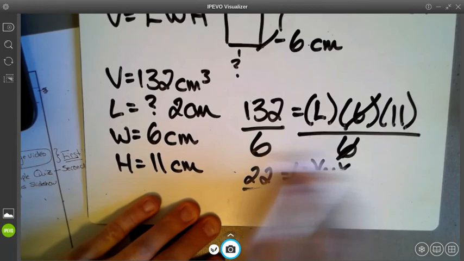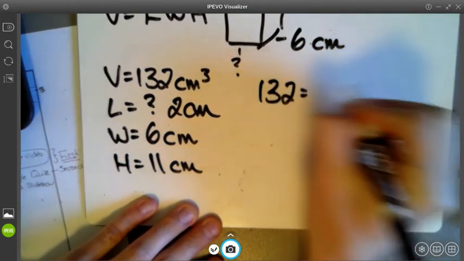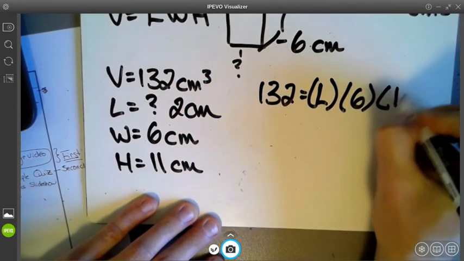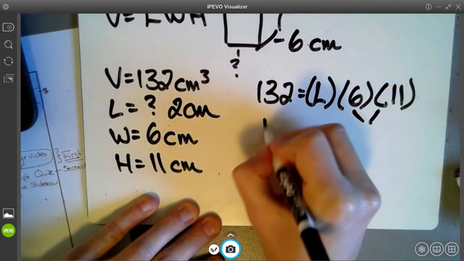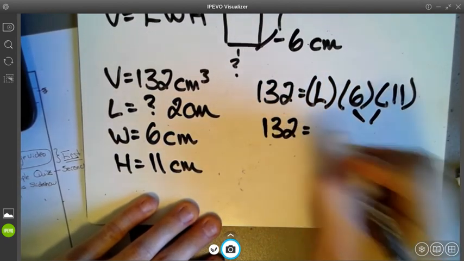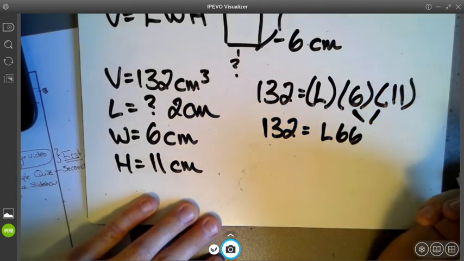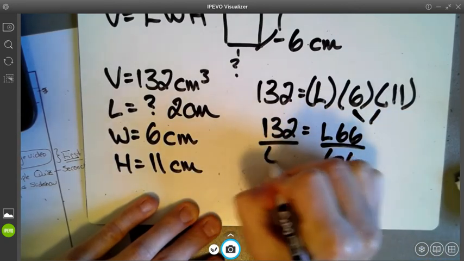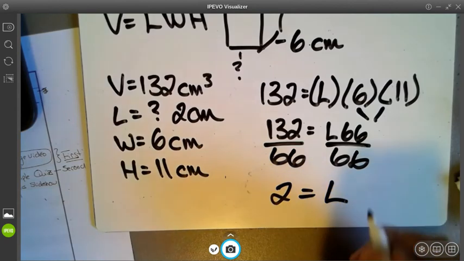Now again, we will get the same answer if we do this. 132 equals L times 6 times 11. If we multiply these two together, that gives us 132 is equal to L66. And if we divide both sides by 66, that gives us 2 equals L.